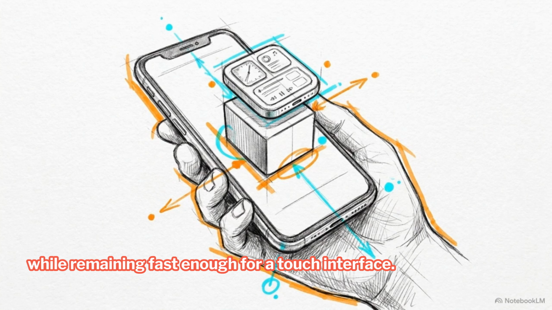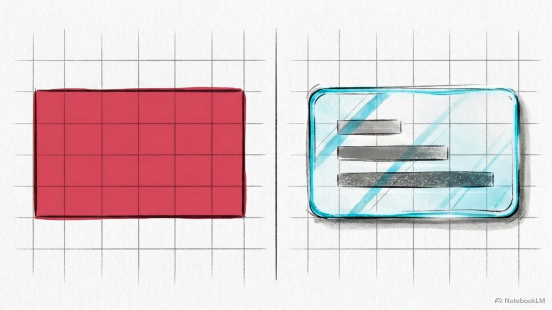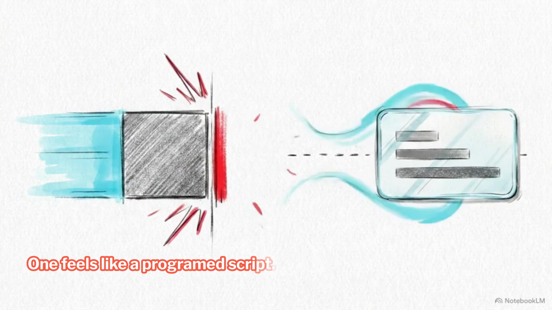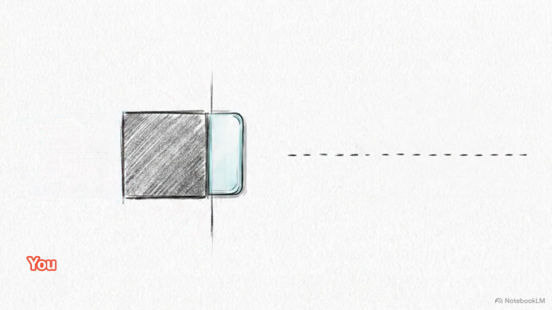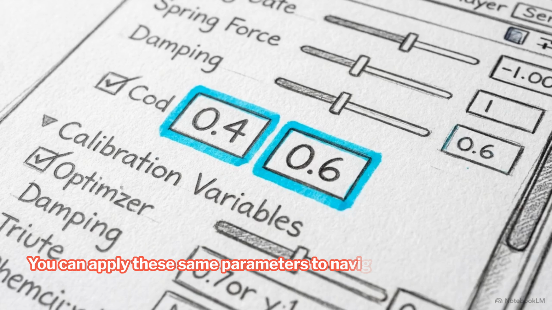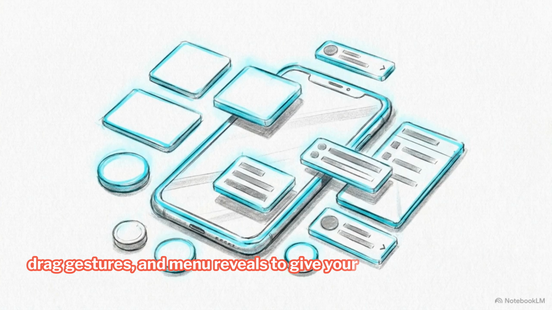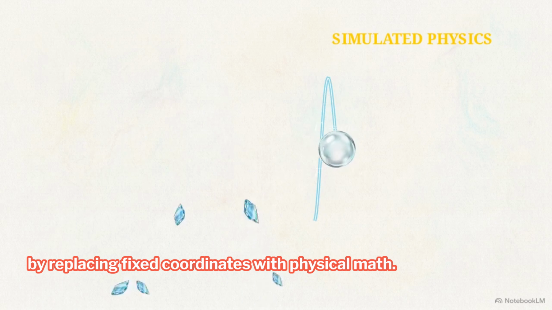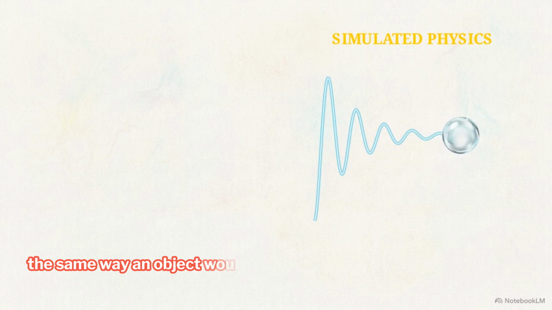When we compare the original linear motion to our calibrated spring, the difference in quality is clear. One feels like a programmed script, the other feels like a physical object settling into place. You can apply these same parameters to navigation transitions, drag gestures, and menu reveals to give your entire project a consistent, tactile feel. By replacing fixed coordinates with physical math, the interface begins to respond to the user the same way an object would in the real world.